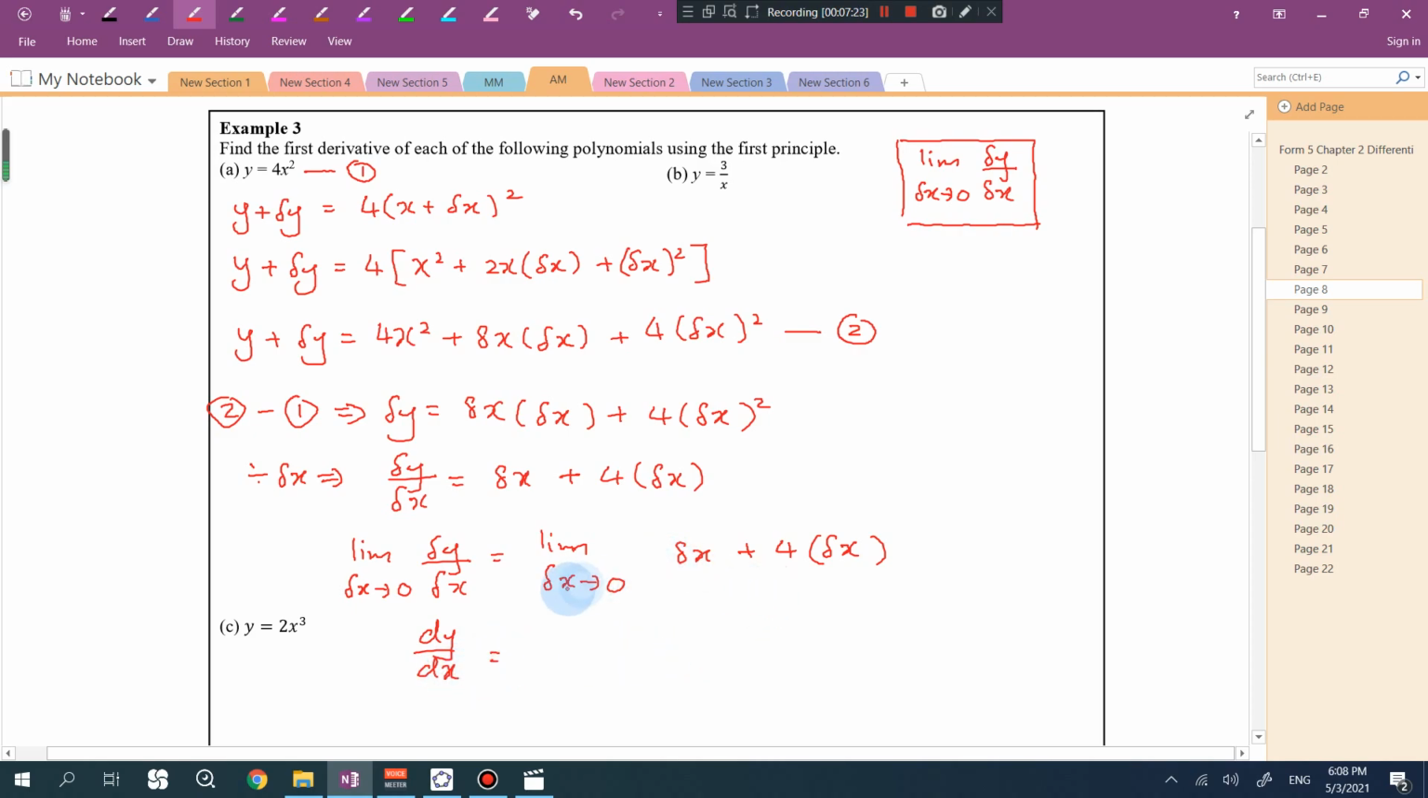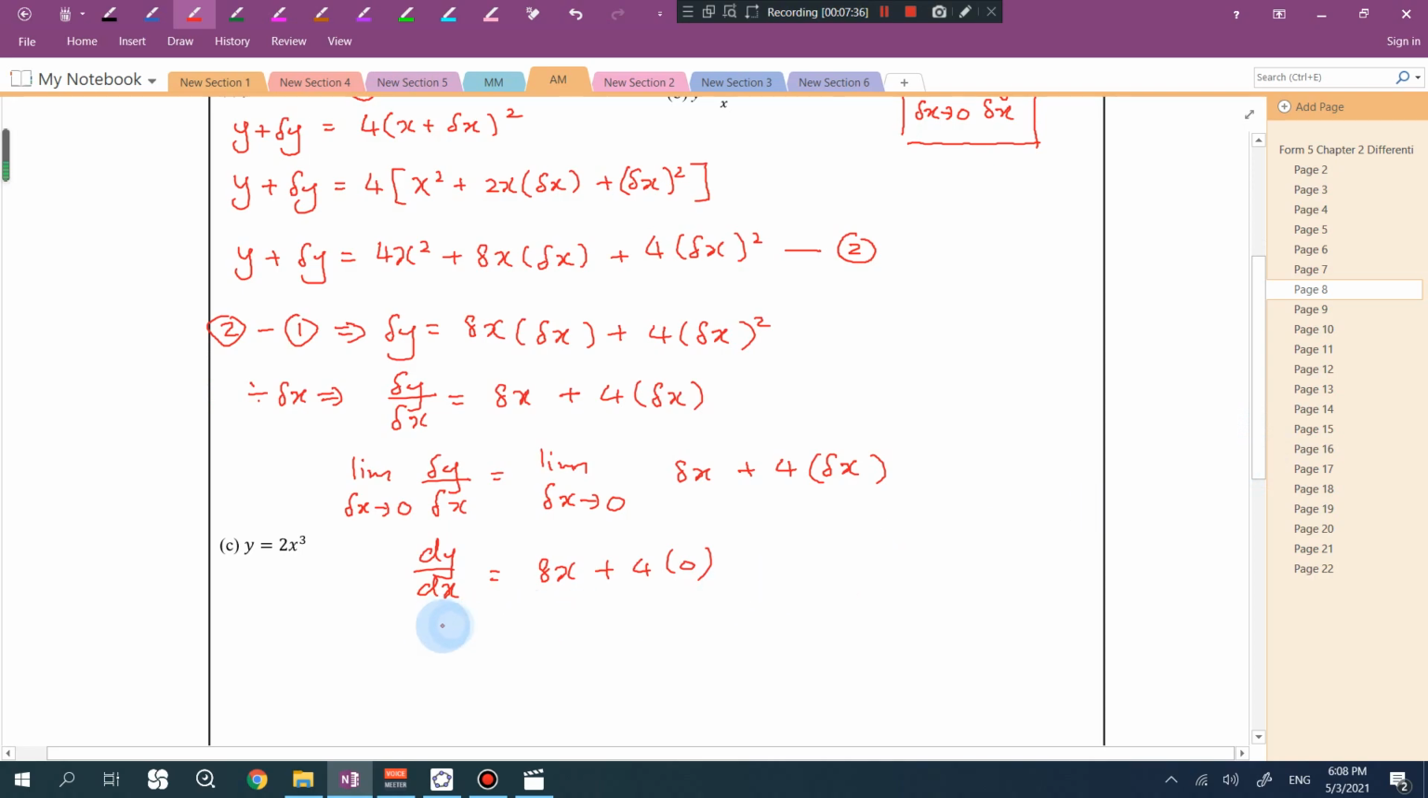Okay, how do we get the answer for this part? We are going to substitute delta x equals 0 here, right? So 8x plus 4 times 0. Now, we got the first derivative. The first derivative, dy dx, is equal to 8x. Okay, so that is how we get the first derivative using the first principle.